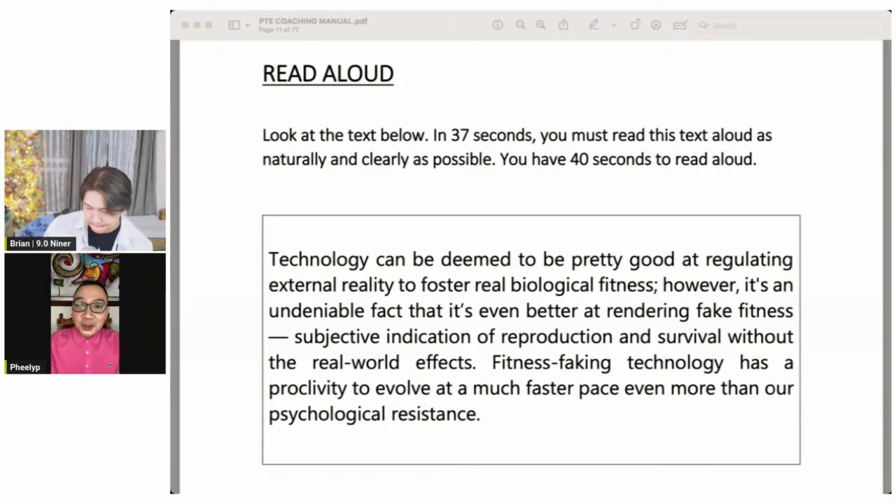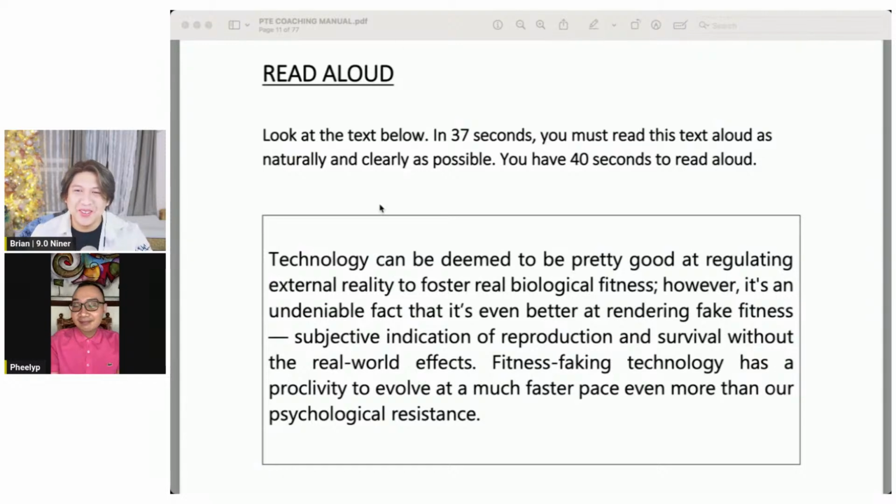Technology can be deemed to be pretty good at regulating external reality to foster real biological fitness. However, it's an undeniable fact that it's even better at rendering fake fitness, subjective indication of reproduction and survival without the real world effects. Fitness faking technology has a proclivity to evolve at a much faster pace, even more than our psychological resistance.